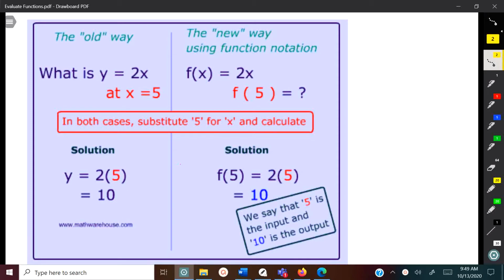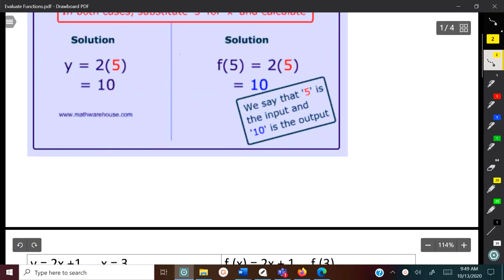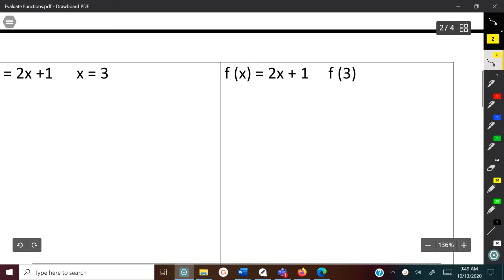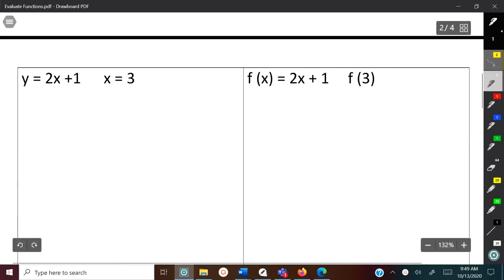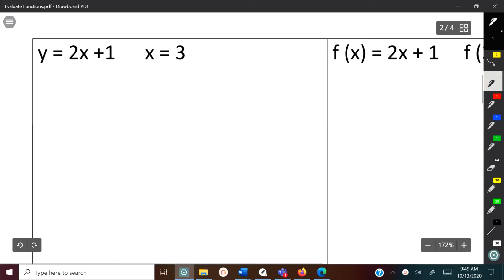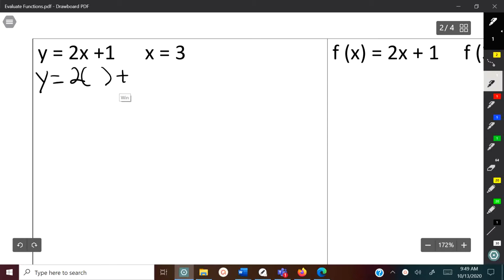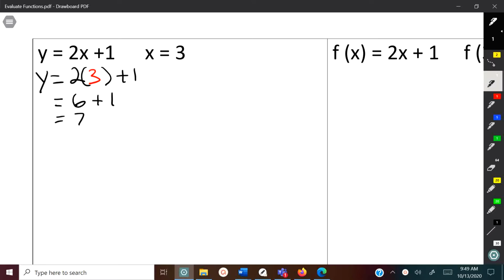So let's take a look at an example. Here we've got the exact same equation on both sides. Let's do this side over here first. I've got y is equal to 2 times my x plus 1, and my x is going to be 3. So then I solve it from there. 2 times 3 is 6, plus 1, and 6 plus 1 is 7. So we know y is equal to 7.